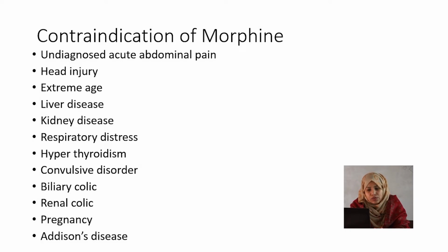Biliary colic, renal colic: in this type of case morphine can't be used, because if we use morphine there may be rupture of the bile duct or ureter. In case of pregnancy, morphine can't be used, but pethidine can be used, because morphine causes delayed labor. Of course it causes analgesia, but it prolongs the time of the labor. But if we use pethidine, it will relieve the pain but will not delay the labor. Rather, it is metabolized by the placental enzyme.